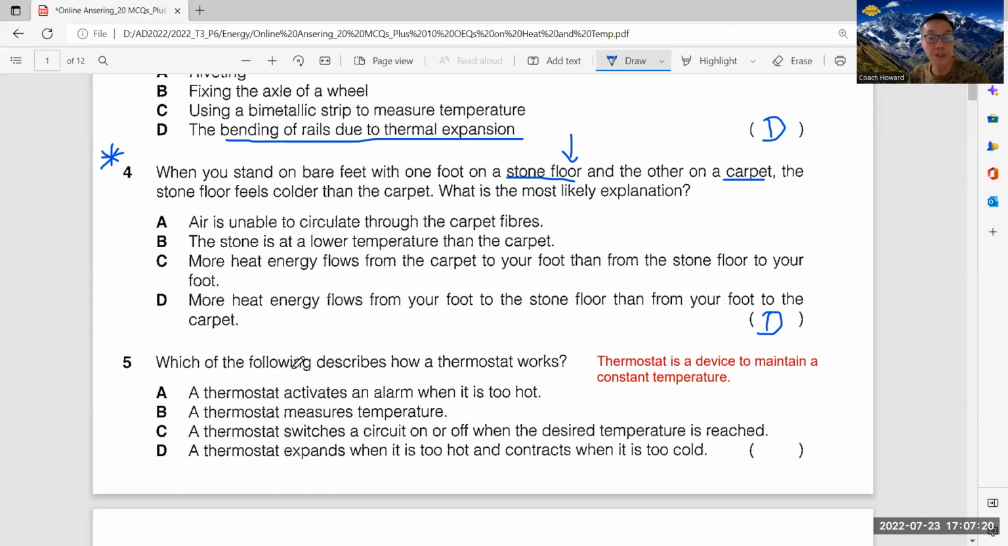Okay, number 5, which of the following describe how a thermostat works? And I've given you the hint here. The thermostat is used to regulate the temperature. Okay, to regulate. So if you answer it well, the answer should be C. A thermostat switches a circuit on and off when the desired temperature is reached. Means the temperature that you set. So for an oven, let's say you want to heat up the nuggets, you set to 200 degrees Celsius. To your room, you set the room temperature to 23 degrees Celsius for the air conditioning.